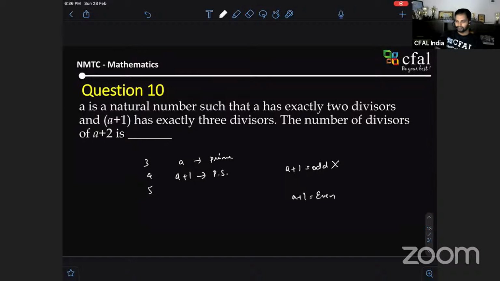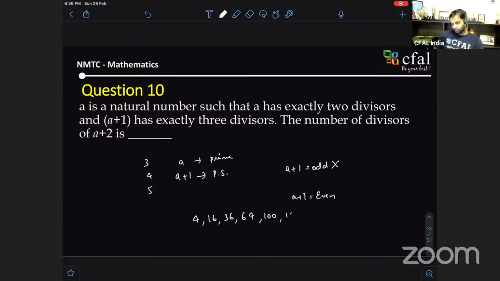Can you look at the perfect squares we have? 4, 16. What is the next even perfect square? 36. Then 64. What would be next? 100. Okay, 144, 196. I think that's enough.